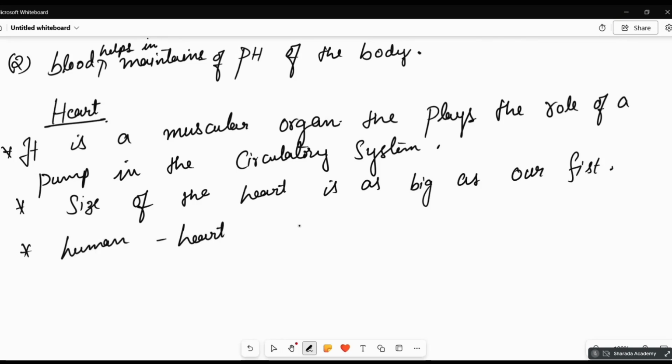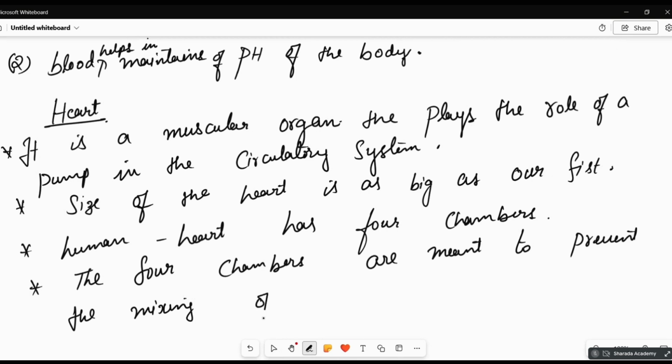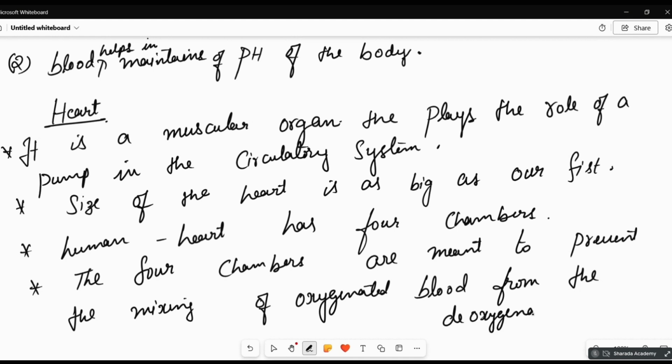Human heart has 4 chambers. It has 4 chambers. The 4 chambers are meant to prevent the mixing of oxygenated blood from the deoxygenated blood.